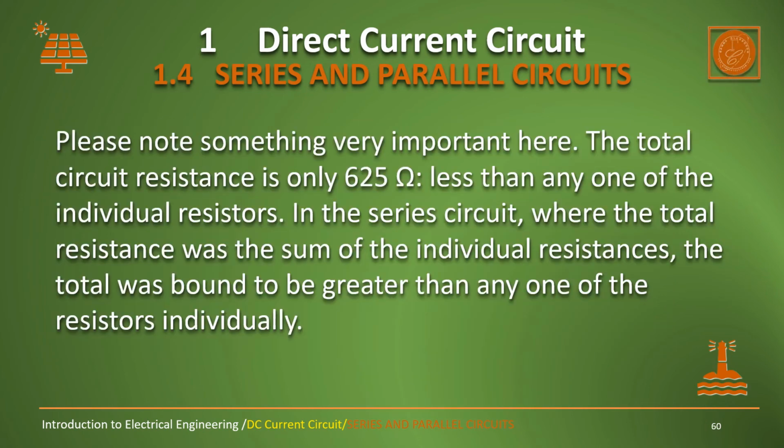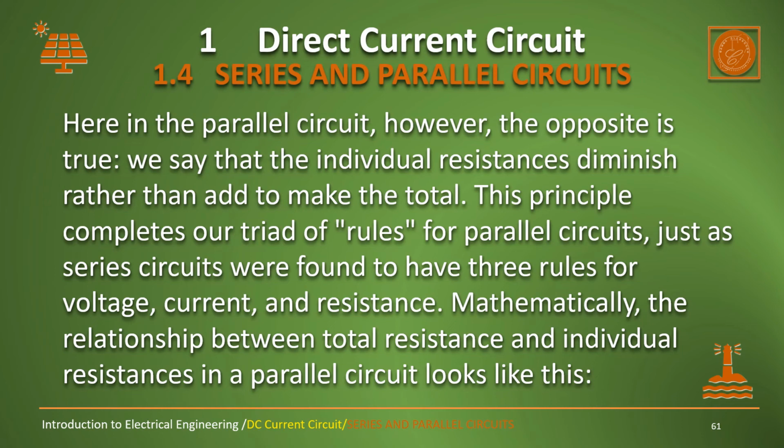Please note something very important here. The total circuit resistance is only 625 ohm, less than any one of the individual resistors. In the series circuit, where the total resistance was the sum of the individual resistance, the total was bound to be greater than any one of the resistors individually. Here in the parallel circuit, however, the opposite is true. We say that the individual resistors diminish rather than add to make the total.